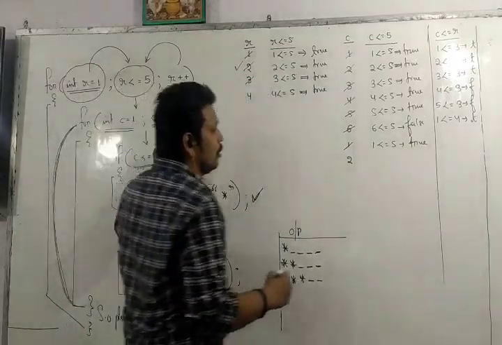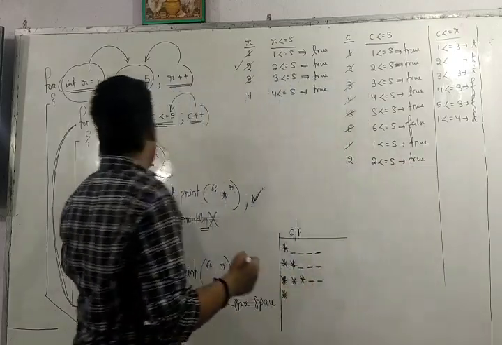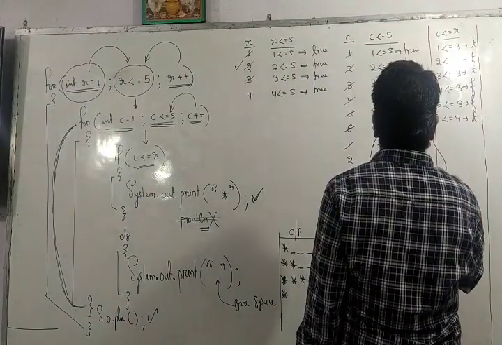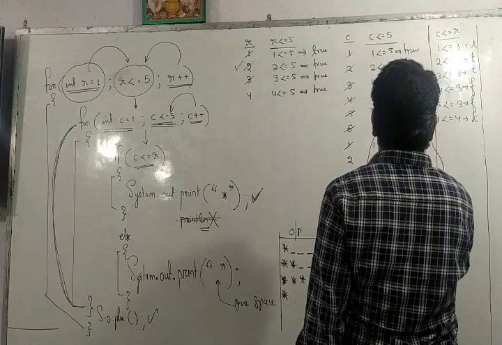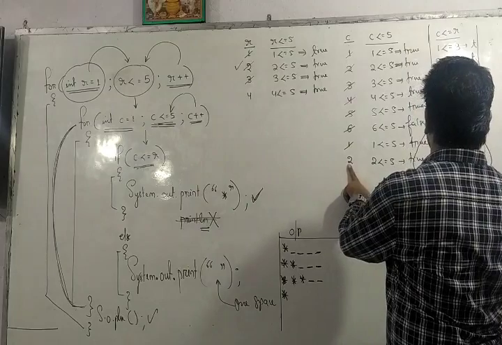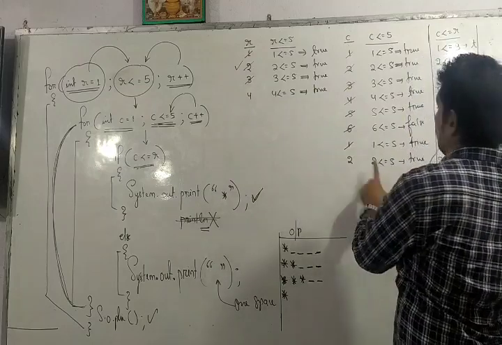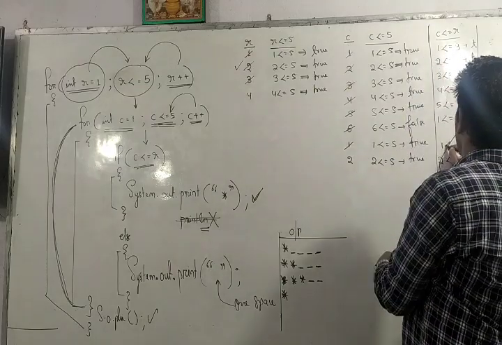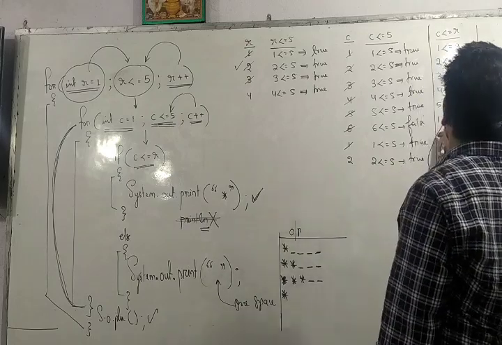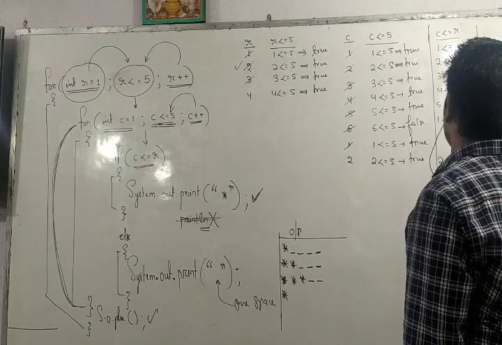Then 2 is less than equal to 5. The answer is true. If it is true, then this condition will be checked. C less than equal to R means what is C? 2. 2 is less than equal to R is 4. So it is true. Okay. So here I should have written 1 less than equal to 4. It is giving me true. Okay. Oh, I wrote here 1 less than equal to 4. Okay. Let it be here.